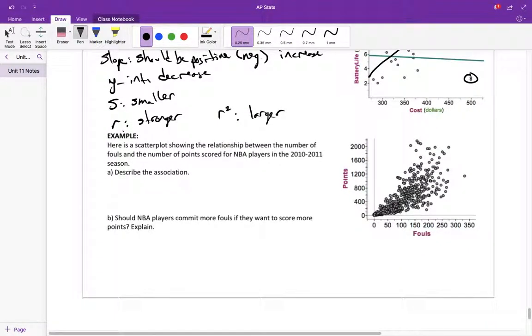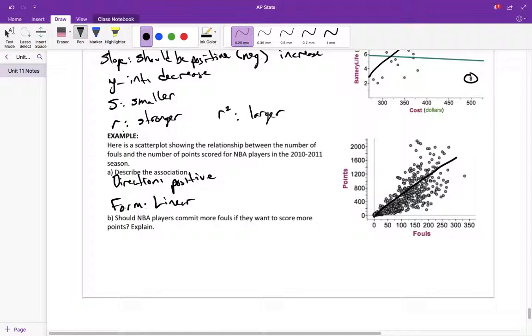All right, the second example shows the relationship between the number of fouls and the number of points scored for NBA players in the 2010 to 2011 season. If you notice here, we definitely have a positive trend. So as far as describing the association, first thing that we probably want to talk about is the direction. And the direction here is definitely a positive direction. The second thing we'd probably talk about would be the form. I would say it's probably got a linear form, most likely.